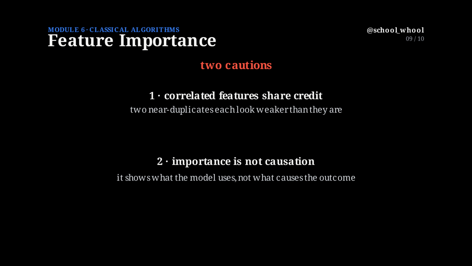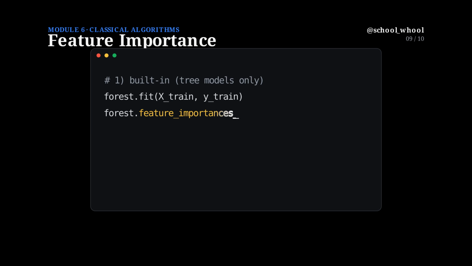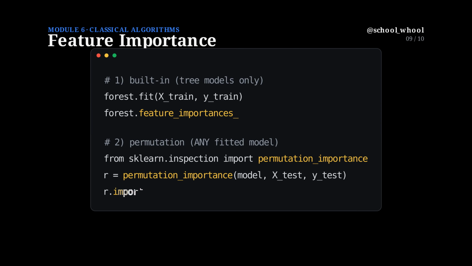In scikit-learn, both are one line. A fitted forest exposes feature importances directly. And permutation importance works on any fitted model, measured on held-out data. Pair the scores with your feature names, and you have an instant, readable ranking.